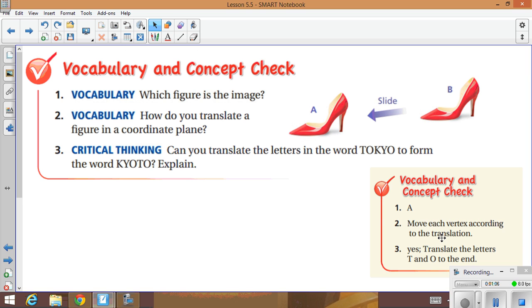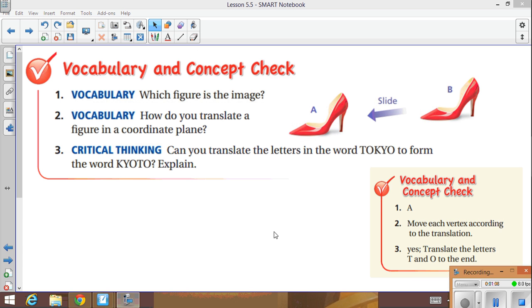And number 3, can you translate the letters in the word Tokyo to form the word Kyoto? And the answer is yes. We can translate the letters T and O to the end. So we can just take this letter here and this letter here and move it to the end.